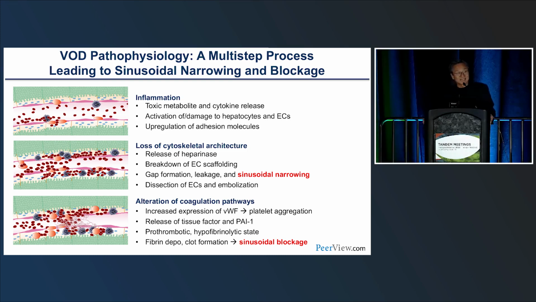All this leads simultaneously to activation of coagulation pathways, with increased expression of von Willebrand factor, platelet aggregation, release of tissue factor because of this injury, and plasminogen activator inhibitor 1, creating a prothrombotic and hypofibrinolytic state. Then you get fibrin deposition and clot formation, and the clot blocks the sinusoids.